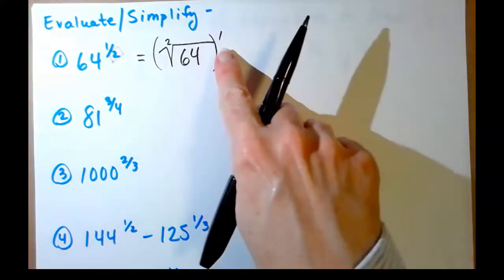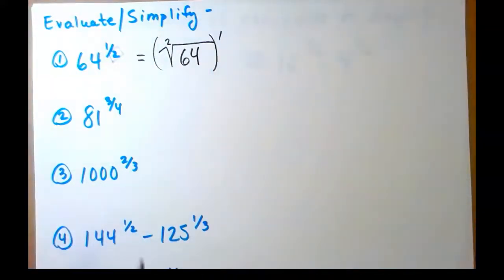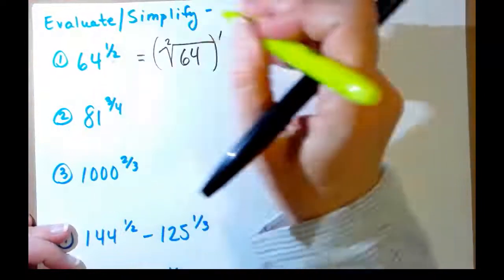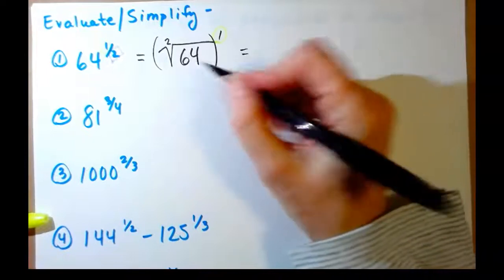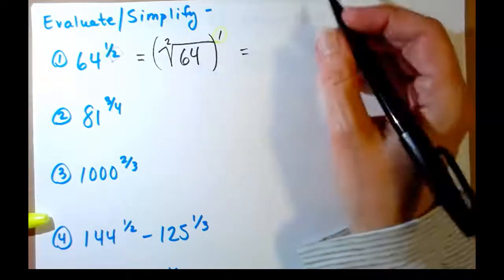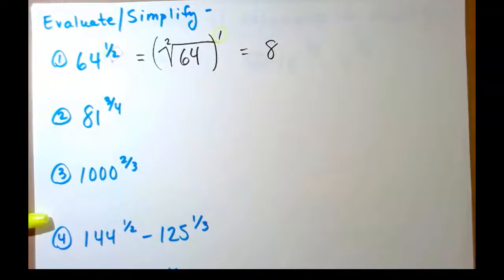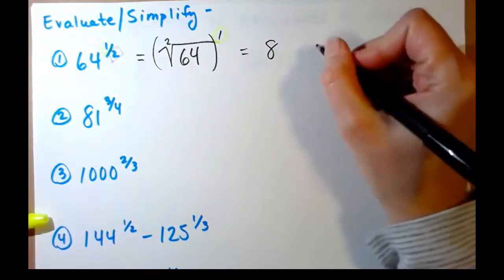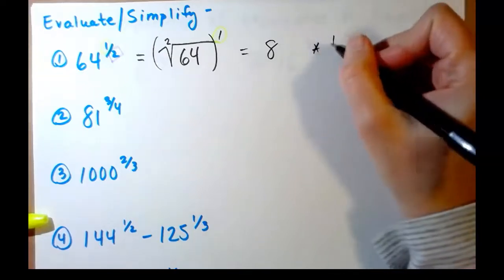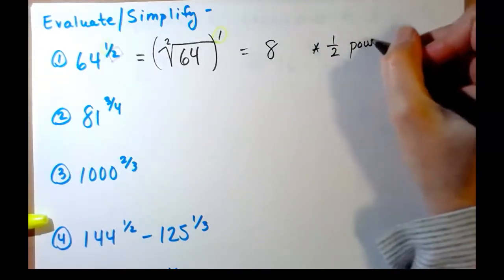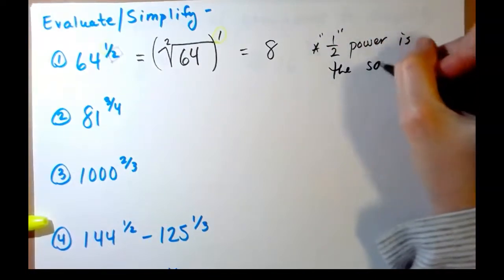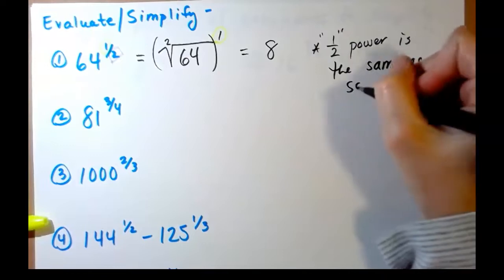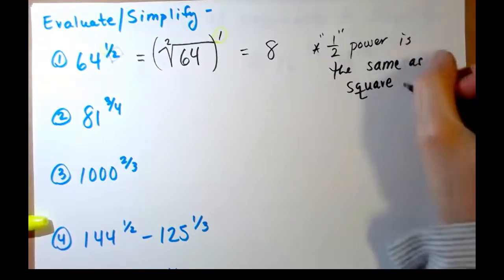Now normally we don't write the first power. I'm just writing it here to remind you that the 1 there is the 1 that is here. So hopefully everybody knows that the square root of 64 is simply 8 without even having to do a factor ladder. So we can make a generalization here. We can say this: the 1/2 power is the same as a square root.